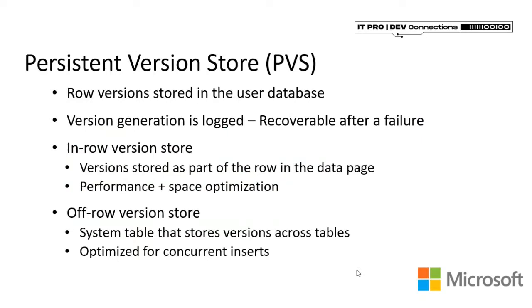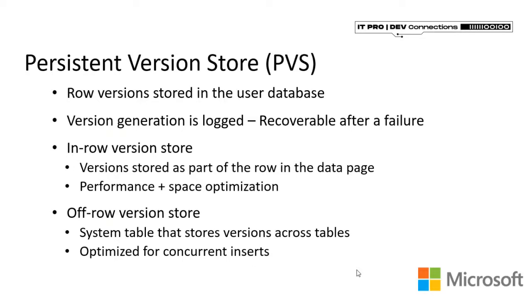Again, as we mentioned earlier, in the old versioning subsystem of SQL, we stored all of the record versions in tempdb, in temporary storage. That cannot work for our purposes because we want to use these versions for recovery purposes. If the database crashes and comes back, we want to be able to use these versions, and that's why we had to move the version store into persistent storage. So these versions are now stored as part of the user database.